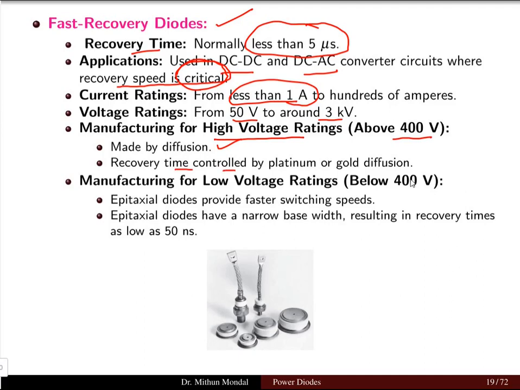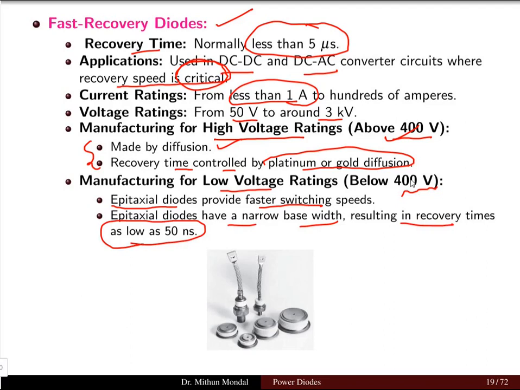Manufacturing for high voltage rating above 400 volt is generally done by the diffusion process, and their reverse recovery time is controlled by platinum or gold diffusion. This is the manufacturing process by which we can achieve a voltage above 400 volt. For applications whose voltage rating is less than 400 volt, we go with epitaxial diodes, which provide faster switching speed and have a narrow base width, resulting in reverse recovery time as low as 50 nanosecond. So these fast recovery diodes are the type where we take care of the reverse recovery time, which is much more critical.